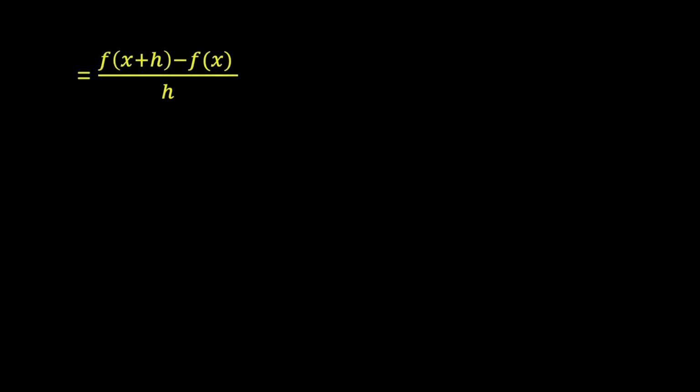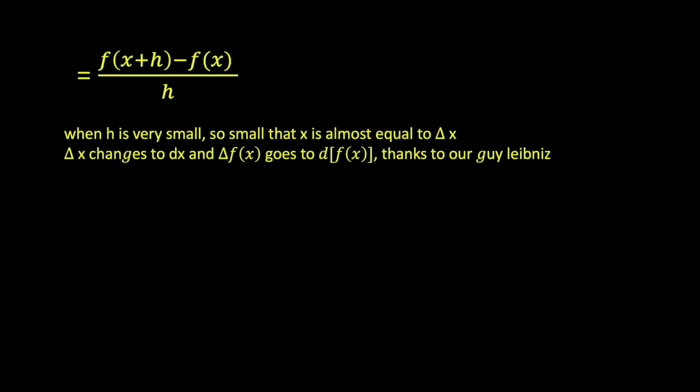Then since h is very small, so small that h is almost equal to del x, it is represented by dx and del f of x will be represented by d f of x. Then we will get an expression which gives d f of x by dx is equal to limit as h tends to 0 of f of x plus h minus f of x by h, which is also called the first principle of derivative or the definition of derivatives.